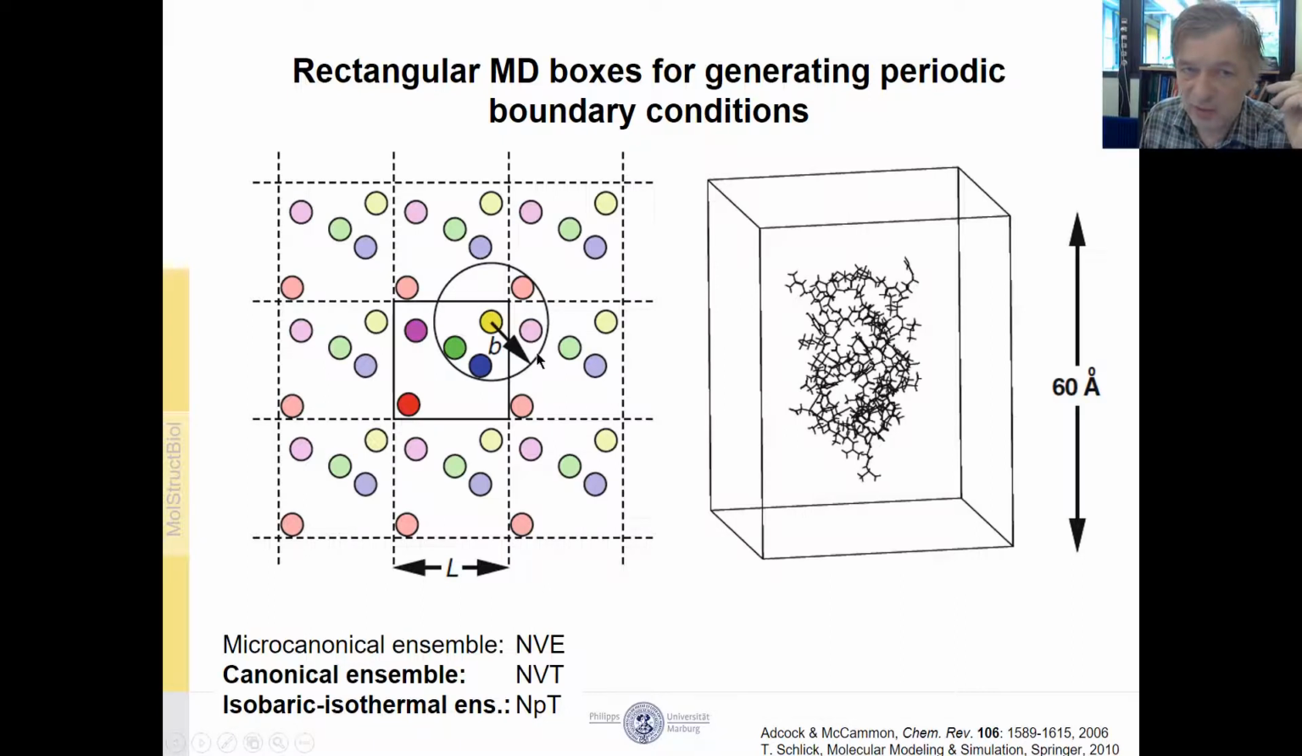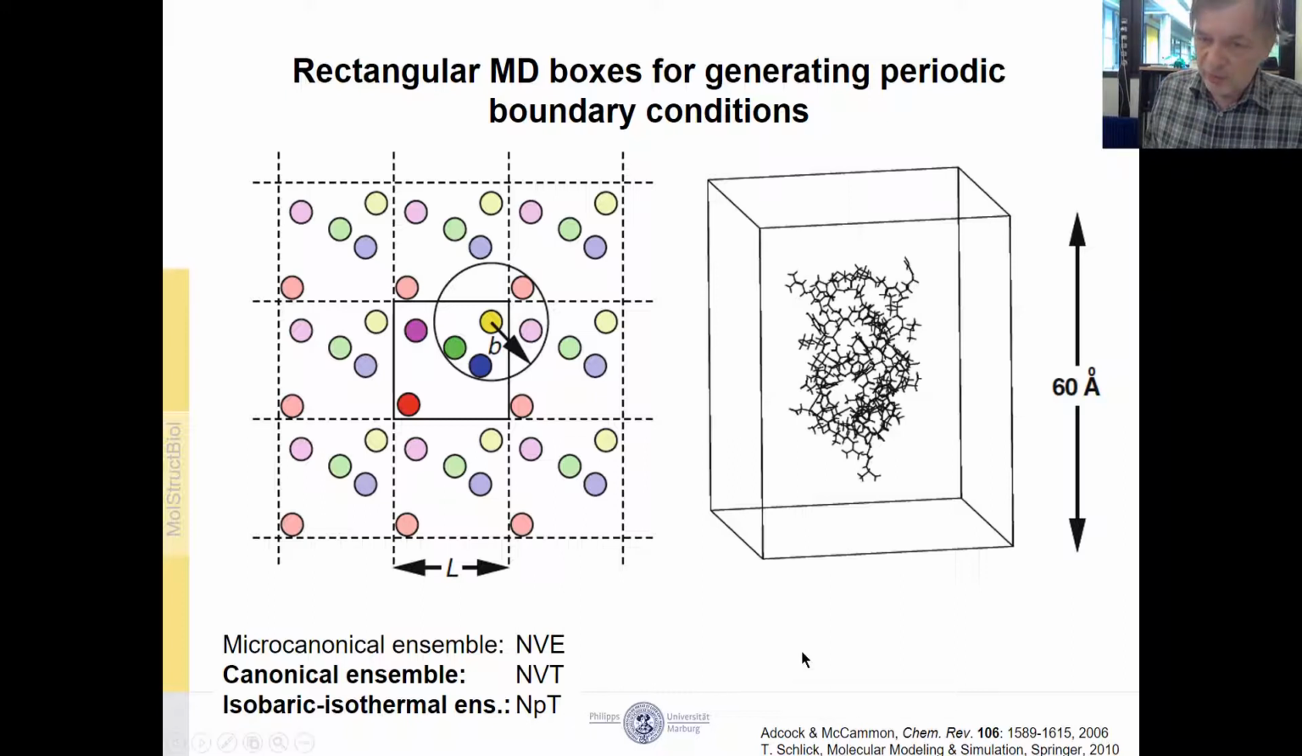Yes, in this case, they are all the same here. So with this kind of ensemble, using periodic boundary conditions, we can define the used ensembles: the canonical ensemble, the NVT ensemble that we have seen before, and the isothermal-isobaric ensemble, the NPT ensemble, constant pressure, constant temperature. These are the two most used ones.